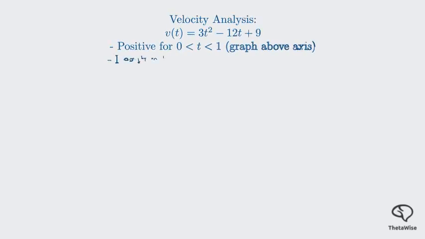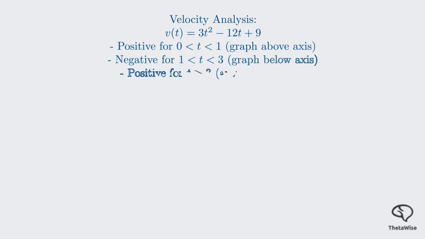Let's use our graphs to understand the particle's motion. Remember our results from example 3.34. We found velocity is positive for t between 0 and 1, negative between 1 and 3, and positive again for t greater than 3. This means the particle is moving forward for the first second, then backward for 2 seconds, and then forward again. This changing direction is key to understanding the total distance traveled.